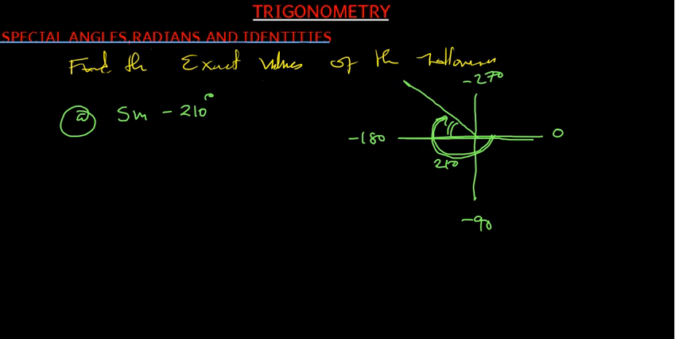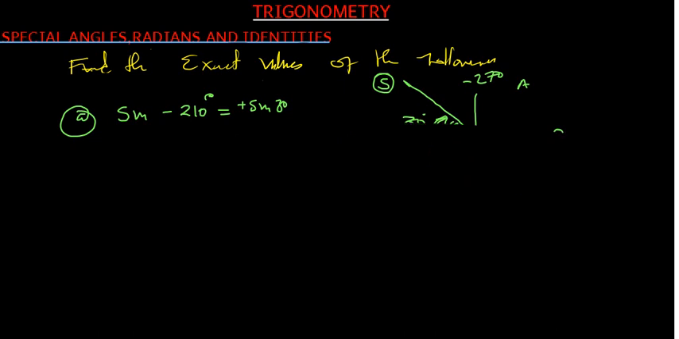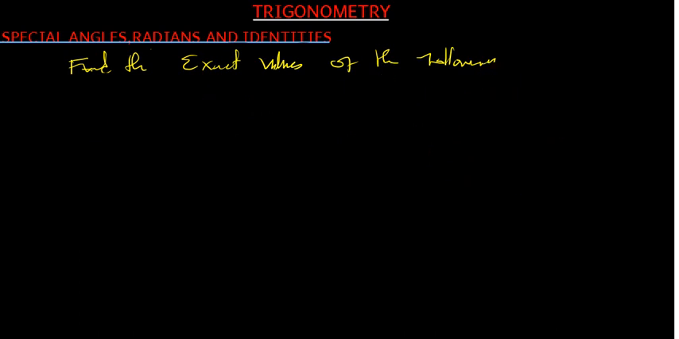So that is 30. So this angle here is going to be 30. So that means sin negative 210 is the same as sin 30. Now we ask ourselves, what is sin in the second quadrant? Is it positive or negative? Now notice that sin is positive in the second quadrant, so this is going to be positive. And we know that sin 30 is 1 over 2. So we write our 1 over 2 like that. So then that becomes the value.